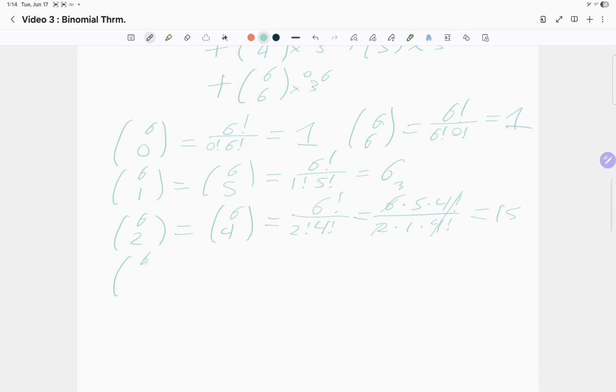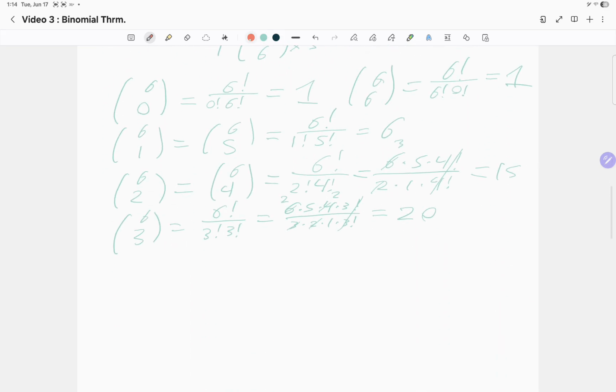And finally, 6 choose 3 is equal to 6 choose 3, but that's redundant, we're not writing that. So it's going to be 6 factorial over 3 factorial, 3 factorial, which is 6 times 5 times 4 times 3 factorial over 3 times 2 times 1 times 3 factorial. The 3 factorials cancel. We still have some nice canceling going on here. 2 times 2 times 5 is 20. So that's our binomial coefficients, and now we're ready to roll.